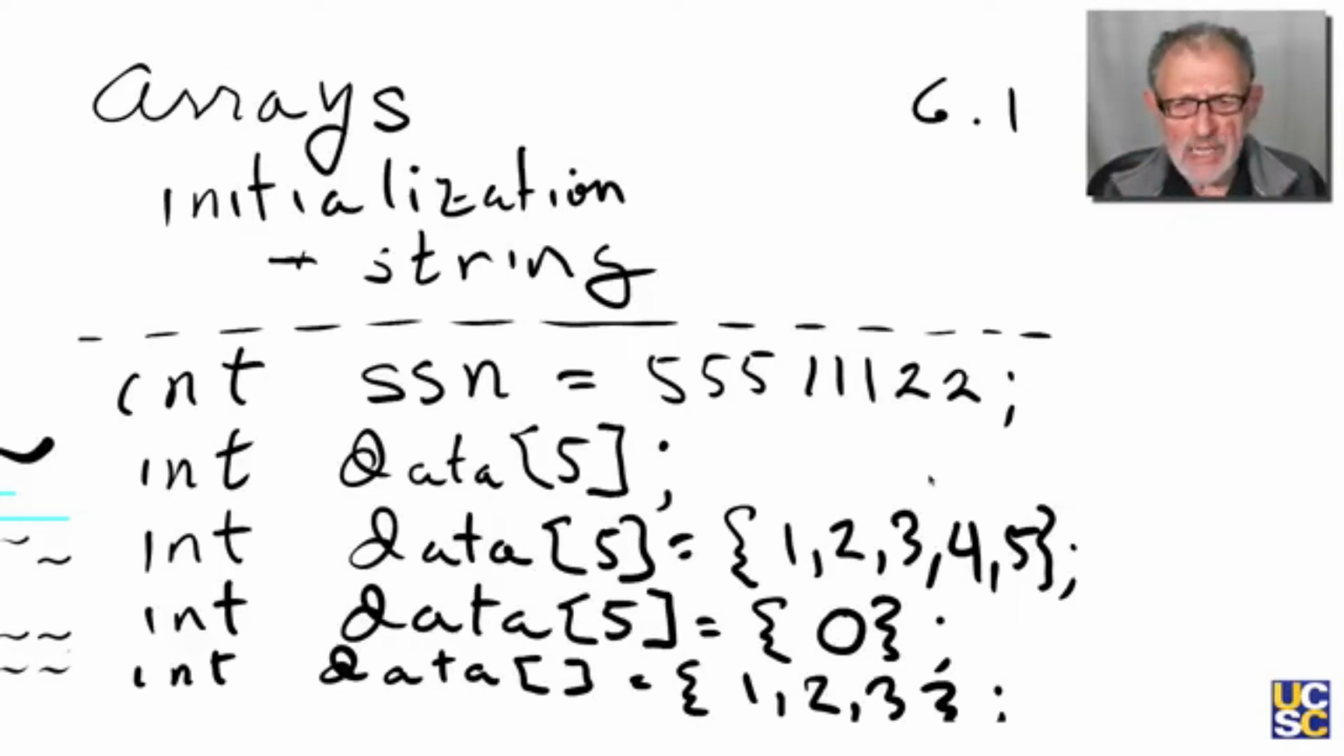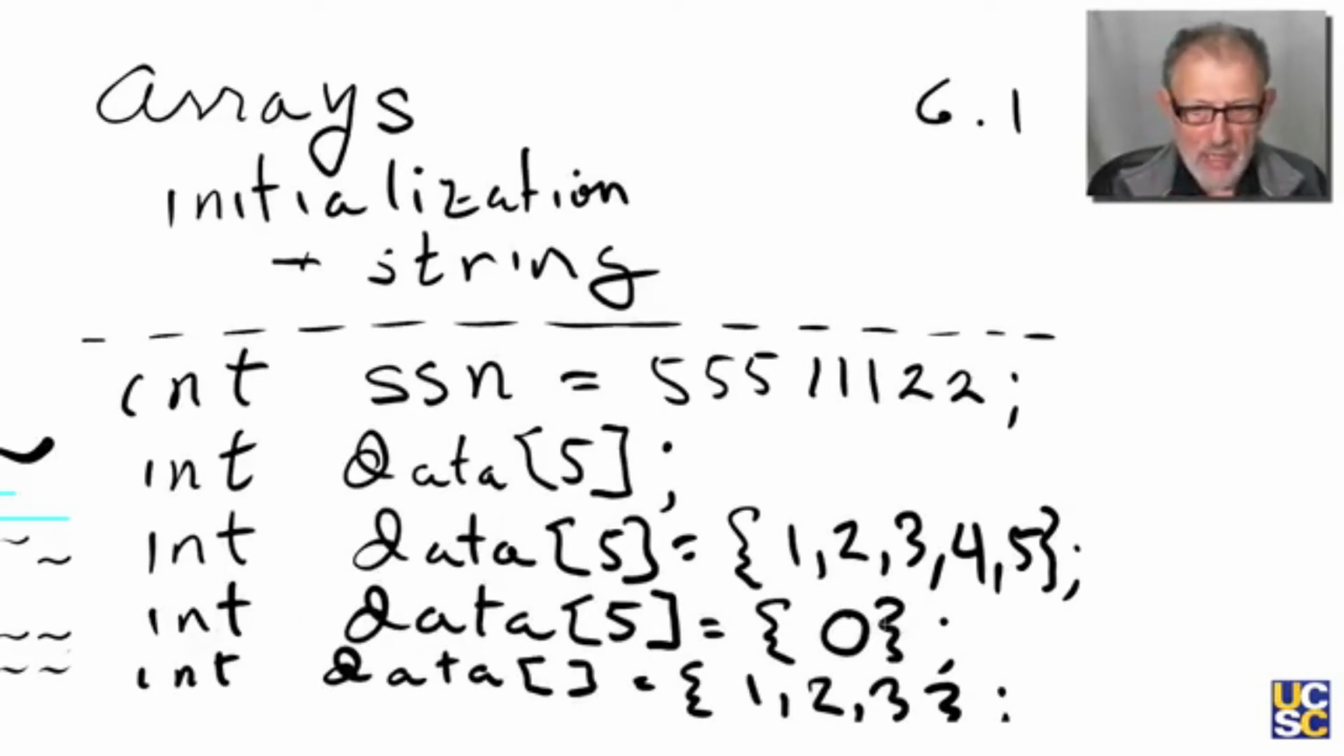But now, if you want to give your array specific values, here you'd have an int array which has 5 elements. Don't forget, this means data of 0, data of 1, data of 2, data of 3, and data of 4. Then we can give an appropriate number of comma-separated values in this kind of list, the curly brackets. So in this case, data of 0 would be 1, data of 1 would be 2, data of 4 would be 5.